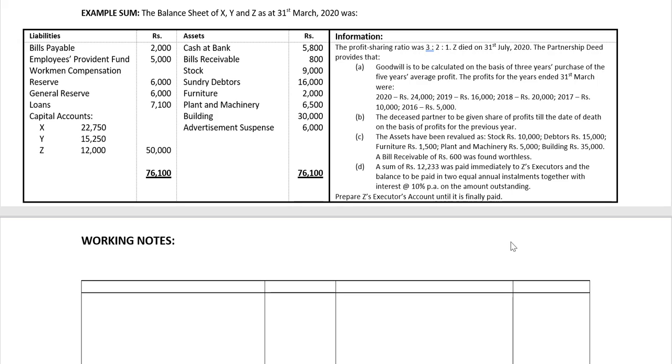We'll begin with the working notes. And after transferring the amount to Z's executor's account, as part of the solution, we will prepare Z's executor's account till the loan is finally paid. So let's begin with the working notes. First working note, Z's capital account.